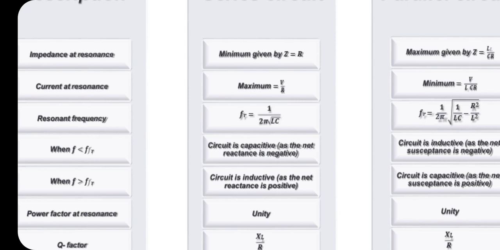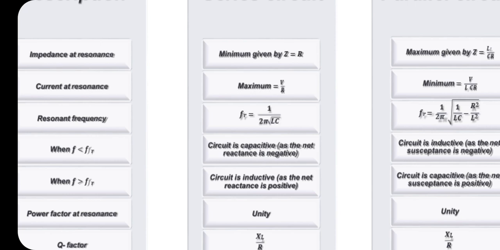So now we come to this point, the current at resonance. What is the current at resonance? Generalizing, when the impedance is minimum, then current is maximum. In the series resonance circuit the impedance is only a pure resistance, so the maximum current will be attained here. But in the parallel resonance circuit the minimum current is attained, because the maximum impedance is attained there.